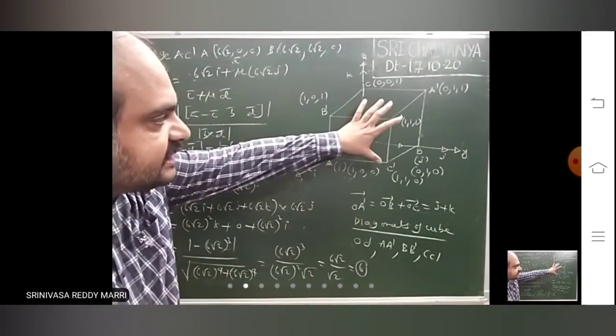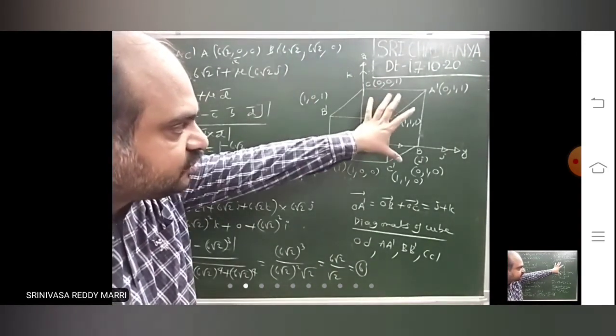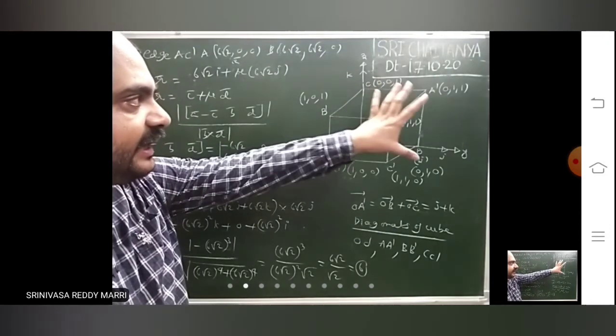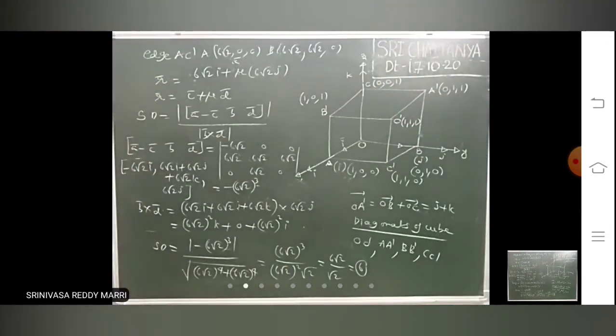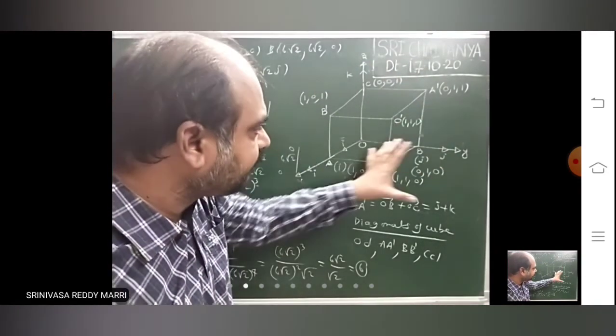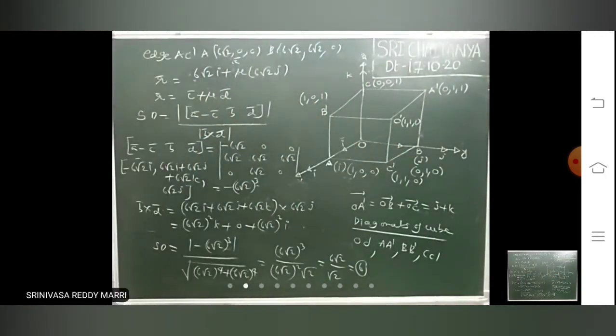Like that, whenever shortest distance means, write those two lines. R bar equal to A bar plus lambda B bar one line. R bar equal to C bar plus mu D bar another line. And use the formula. After finding A bar, B bar, C bar, D bar, you can write the shortest distance by using this formula. Like that, whenever cube problem is there, you take like this. Right? You take like this.